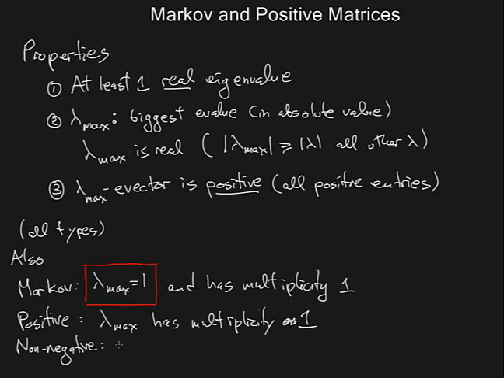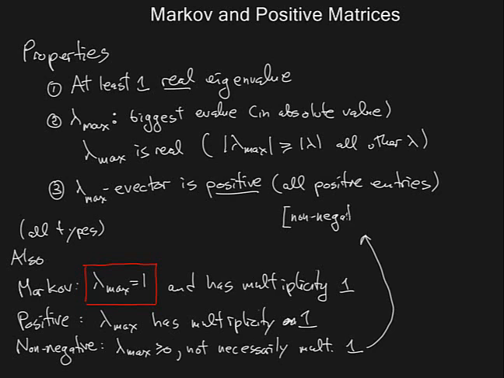And non-negative, well, non-negative you can take to be a limit of positive ones. And so you conclude that the maximal eigenvalue must be greater than or equal to 0. But it turns out it's not necessarily multiplicity 1. And I realized when I said all positive entries up here, I should have said non-negative in the case of a non-negative matrix.